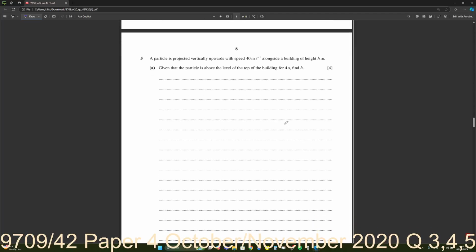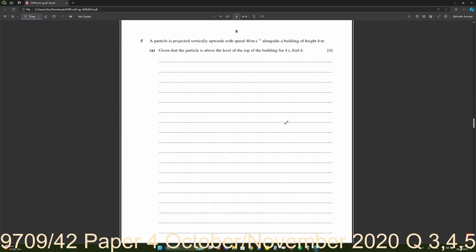Question 5. A particle is projected vertically upwards with speed 40 meters per second alongside a building of height h. Given that the particle is above the level of the top of the building for 4 seconds, find h.